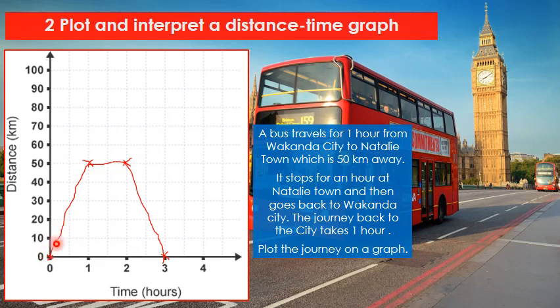So a bus goes from Wakanda City to Natalie Town for 1 hour, and Natalie Town is 50 kilometers away. So this is the 1 hour it travels, and then it's stationary for 1 hour at Natalie Town. It doesn't move, it's just parked, and then from there it goes back to Wakanda City for another 1 hour. So this is how the graph will look. So this is how you plot a distance time graph and how you interpret it. I hope it makes sense.